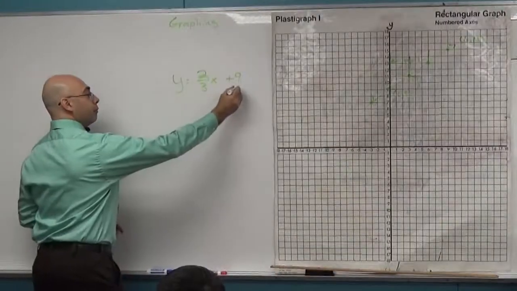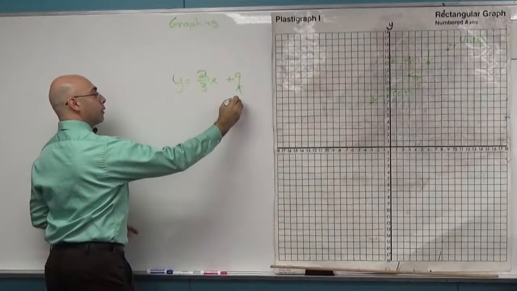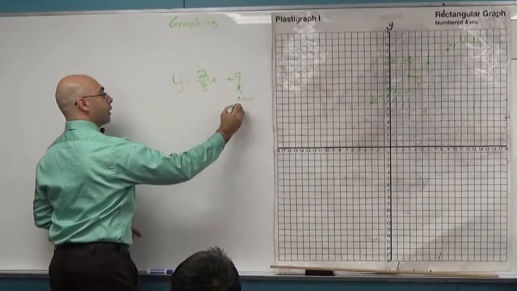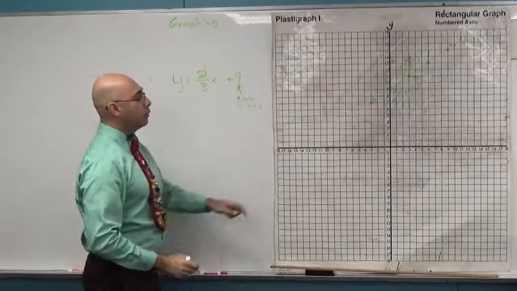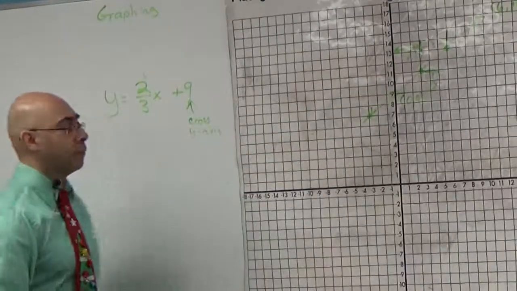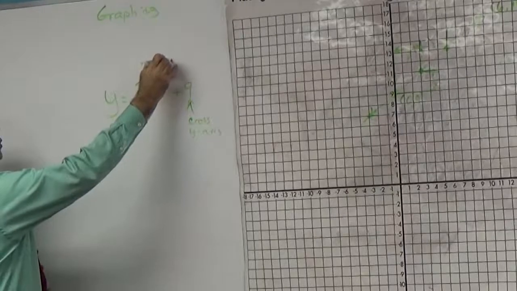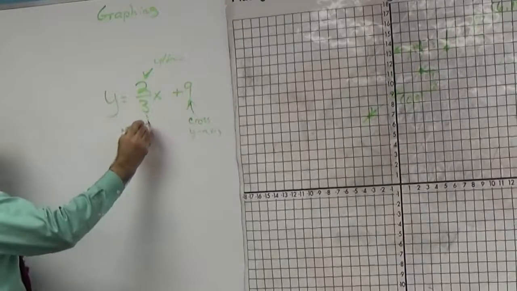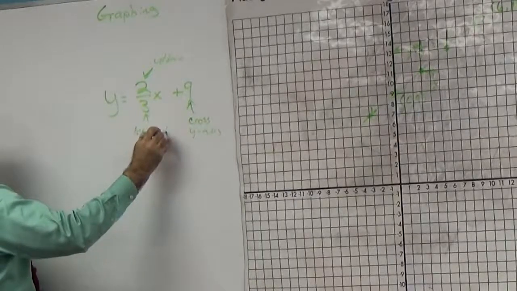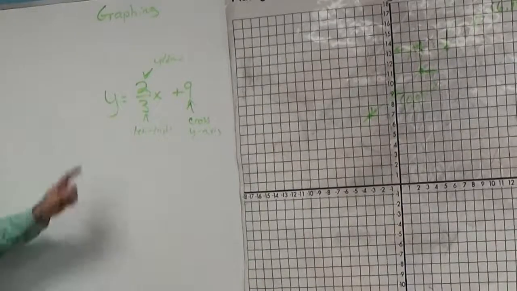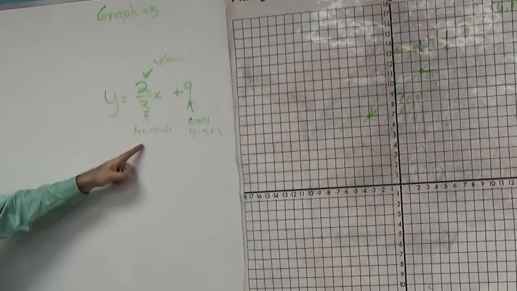So this right here, that's where the line crosses the y-axis. That top number tells you how far up and down it goes, we'll say up/down. That number tells you how far left or right you go from point to point. So when you go from point to point, you would go up 2 and to the right 3.